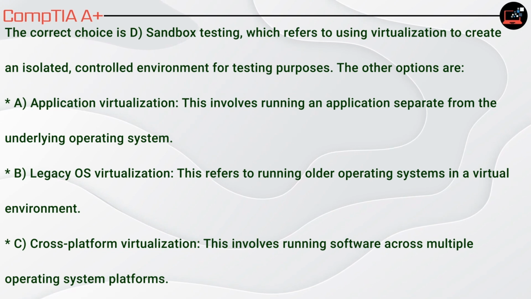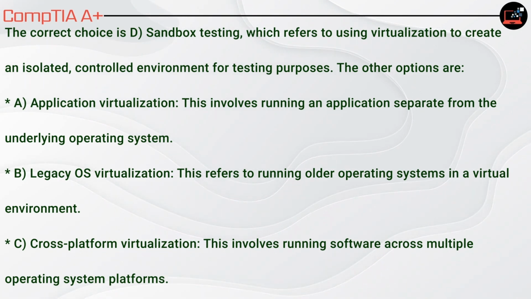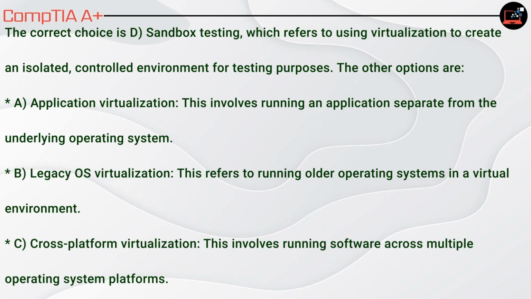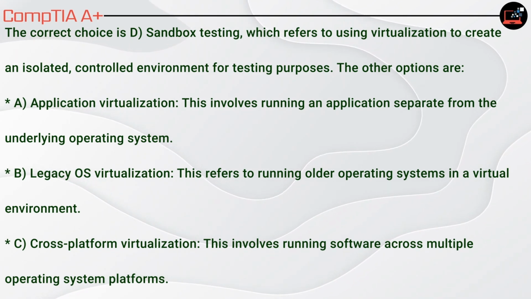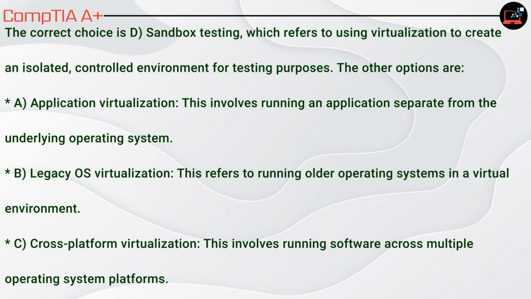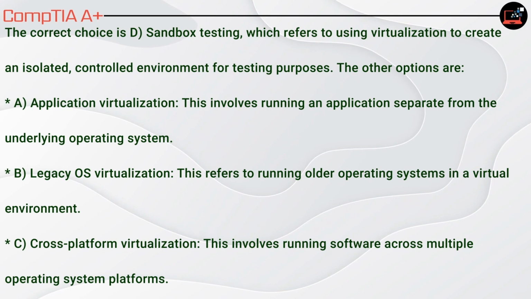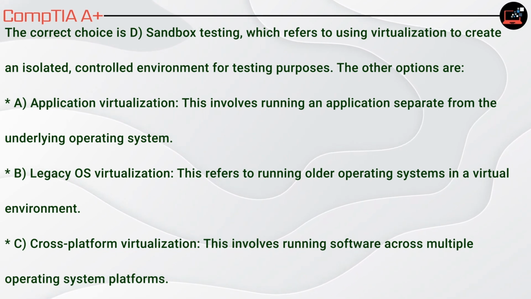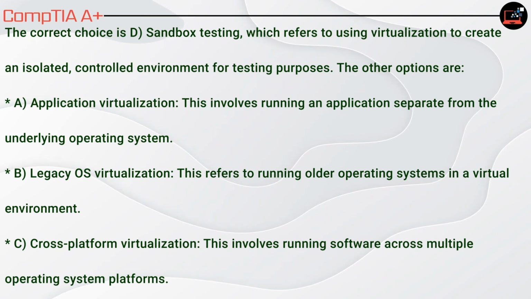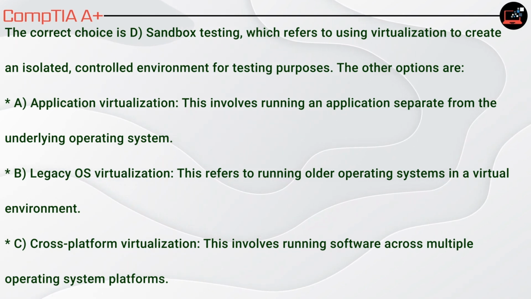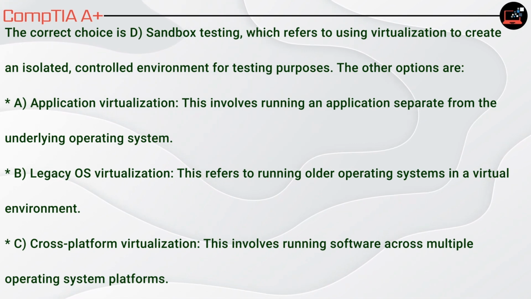The correct choice is D, sandbox testing, which refers to using virtualization to create an isolated, controlled environment for testing purposes. The other options are A, application virtualization. This involves running an application separate from the underlying operating system. B, legacy OS virtualization. This refers to running older operating systems in a virtual environment. C, cross-platform virtualization. This involves running software across multiple operating system platforms.